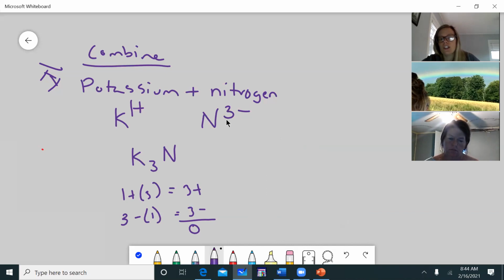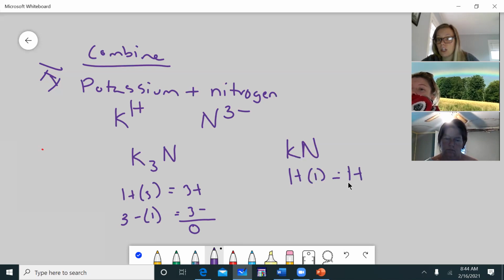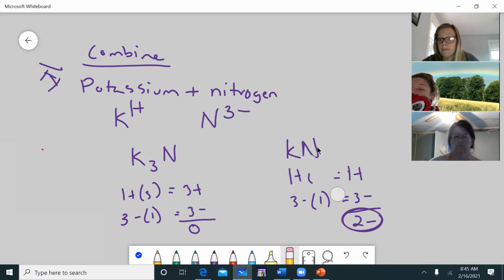Let's see some other things that students do. They don't even write the charges. Or they will write the charges, but then they don't use them and they just say, oh, KN. It's potassium smushed with nitrogen. There are potassiums and there are nitrogens, but because it's a metal and a non-metal, or ionic, you've got to charge neutralize these. In this case, it's not charge neutral. Potassium has a 1 plus. In this formula here, there's 1 of them. That gives you a 1 plus charge. Nitrogen is a 3 minus, and you have 1 of them. That's an overall 3 minus charge, 2 minus, not neutral. This does not work either, okay?